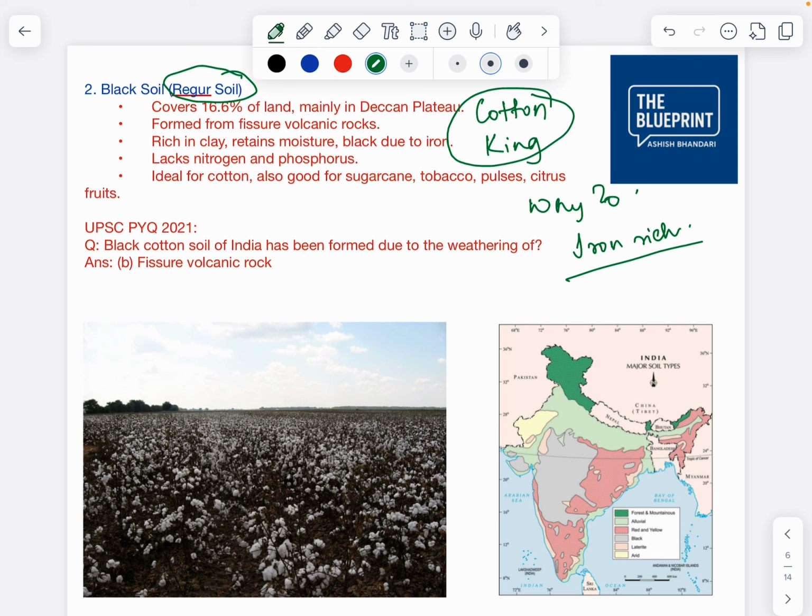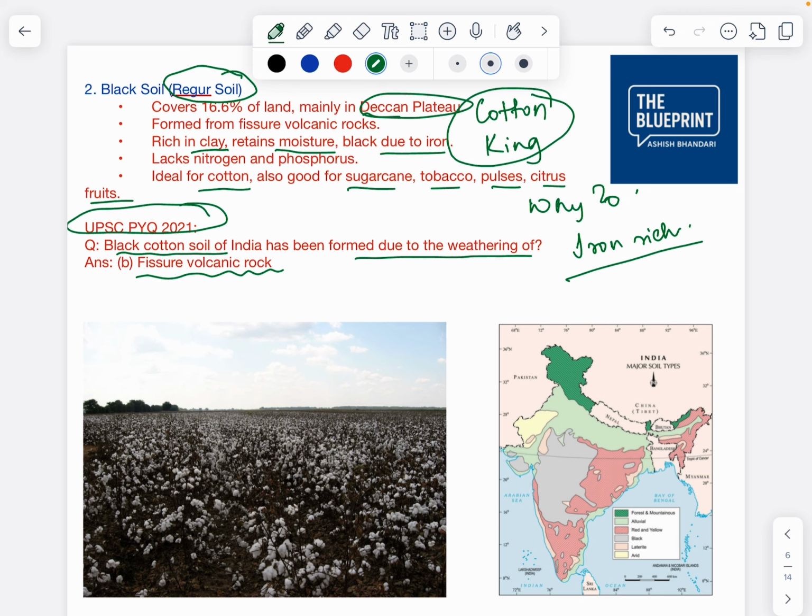It holds water like a sponge and therefore it is very ideal for dry regions. Okay, it is rich in clay, retains moisture, and it is black due to iron. I have already said it is ideal for cotton and also good for sugarcane, tobacco, pulses, and citrus fruits. And guess what? We have a UPSC previous year question in 2021 about black cotton soil. So black cotton soil of India has been formed due to the weathering of fissure volcanic rocks. It is found mainly in the Deccan Plateau.